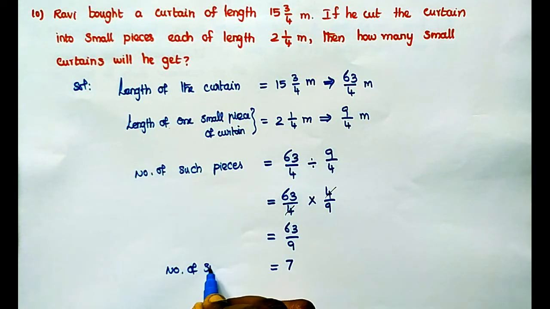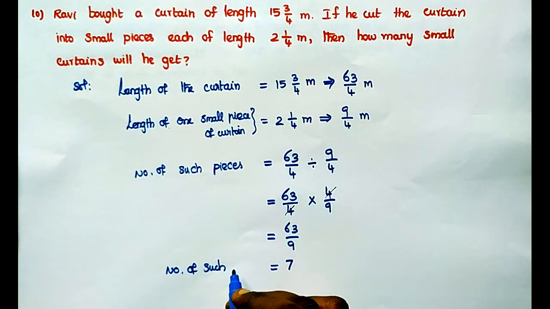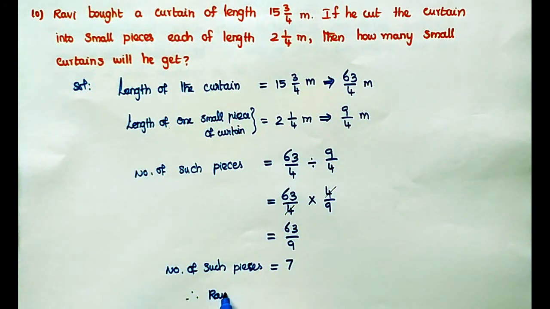So 7 small curtains. Therefore, Ravi will get 7 small curtains.